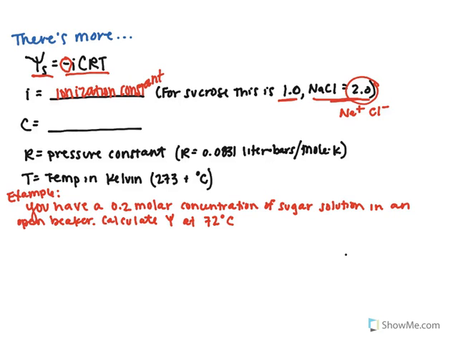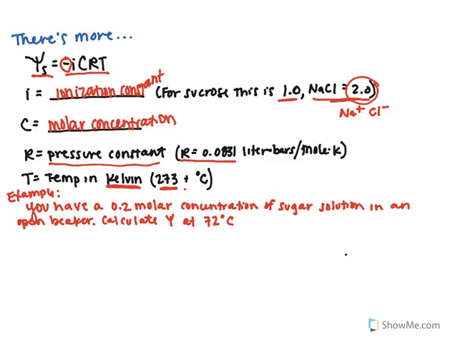C in this equation equals the molar concentration. R is a pressure constant. This is given to you on the equation sheet. It's 0.0831 liters bars over moles Kelvin. And then temperature for this equation, you have to use Kelvin. So remember, Kelvin is 273 plus degrees Celsius. So let's do an example of this.